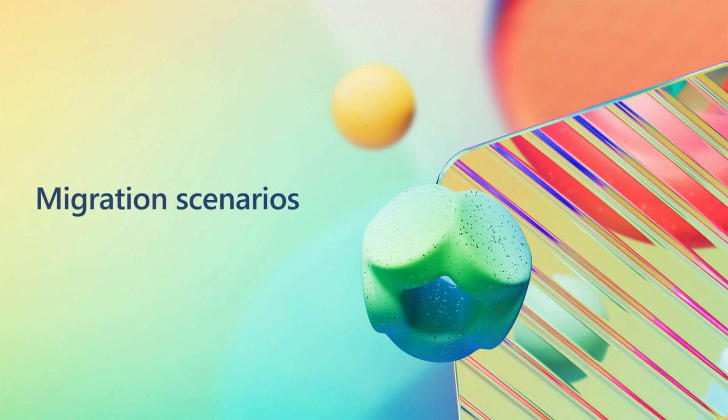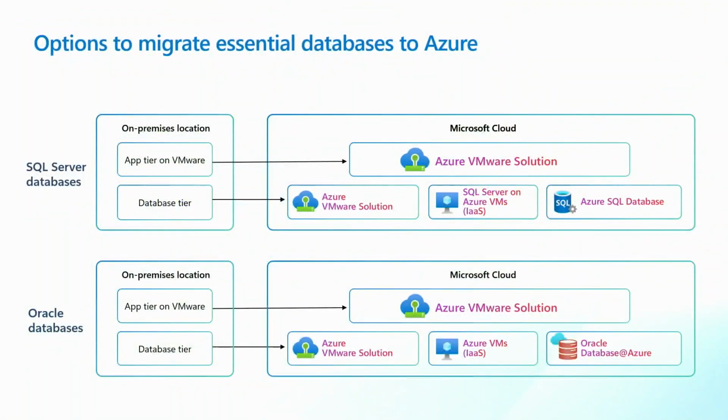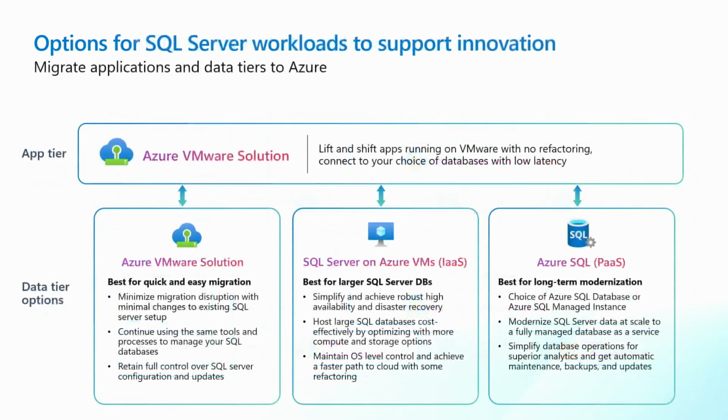So let's go into some migration scenarios. You're never just moving virtual machines. They have dependencies. You're running your applications as well as the databases that support them, and you need to bring those over at the same time. And I'm just going to call out a couple of common scenarios here, which are SQL Server database migrations, as well as Oracle databases, and some of the different options that you might consider as you're moving over to AVS.